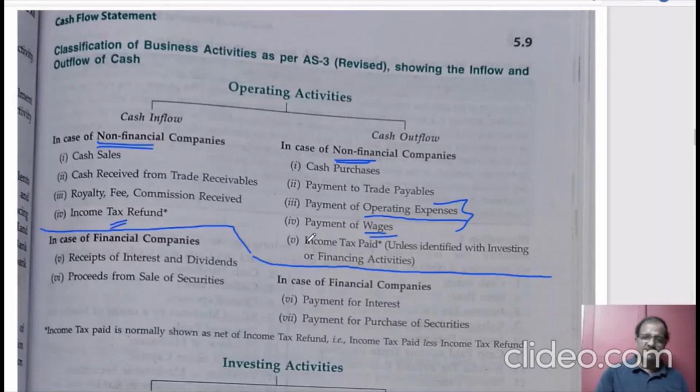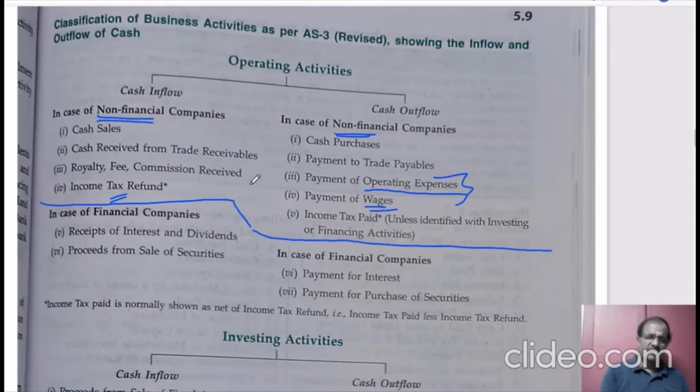If at all excess tax amount is paid in a particular accounting year, in the subsequent year we would get the refund of tax paid in the earlier year. So that income tax refund is considered as the cash inflow, operating cash inflow. Okay, it is in general.